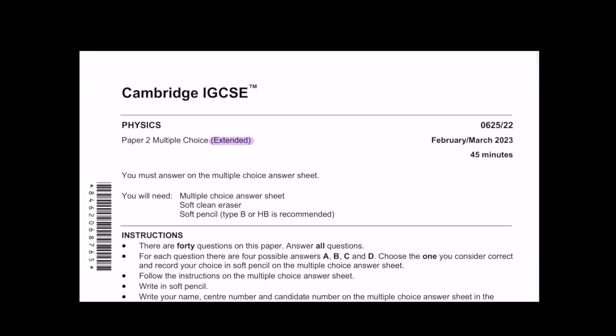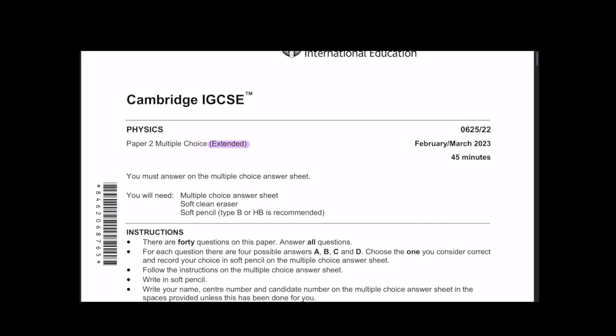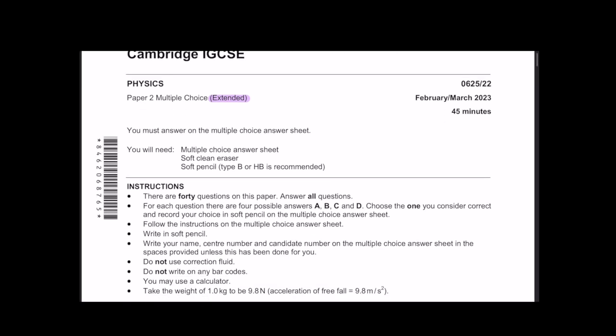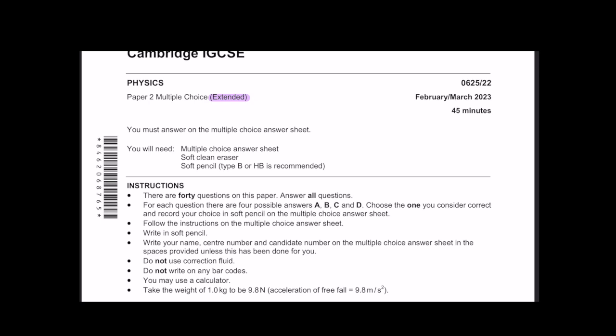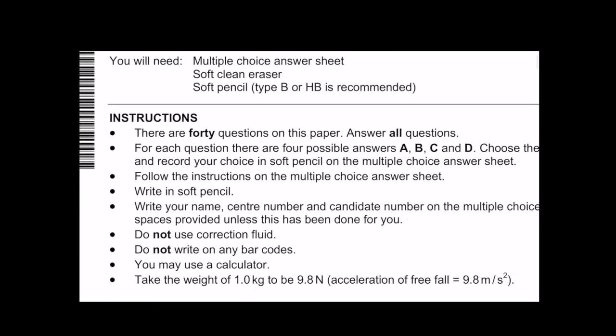And the time allowed for this paper is 45 minutes, and there is no reading time. Once you receive the paper, there is no reading time. It's just the time once the invigilators ask you to start, they will count the 45 minutes for you. And as you see here, you may use a multiple choice answer sheet. It will be given to you in the exam hall. Soft clean eraser, please take yours with you. Soft pencil. Pencils are available everywhere, but please take yours with you. It's supposed to be soft to avoid any scratch or over scratch in the paper that you have.